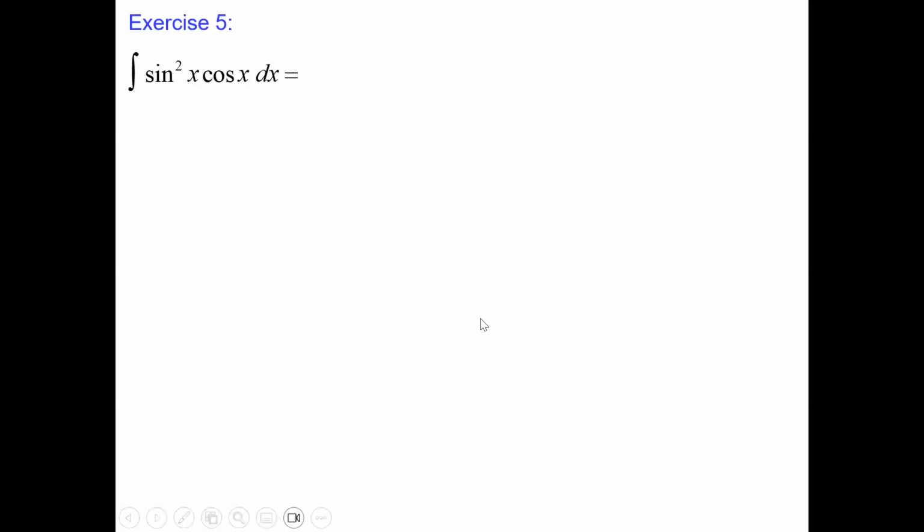Yes, nice and easy. Okay, sine square of x times cosine of x. This one has almost nothing to do, but it's one even. Because cosine of x looks like the derivative of sine, and then the rest of the integrand is in terms of sine. So what we will do, we will say u is sine of x.